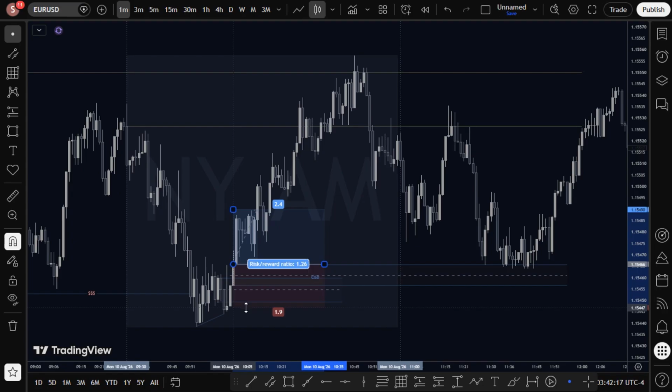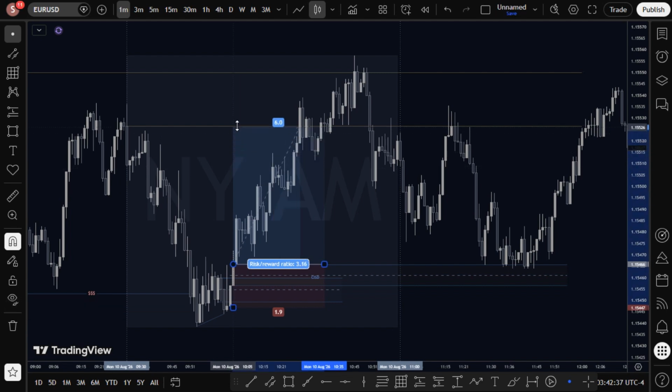My maximum stop loss is 2 pips. Maximum 2 pips. Anything more than 2 pips, I will not go. I'll make sure it is within 2 pips. Then I will target. You can target, sorry, I forgot to add, you can target this opening price. The opening price is another good area to target.